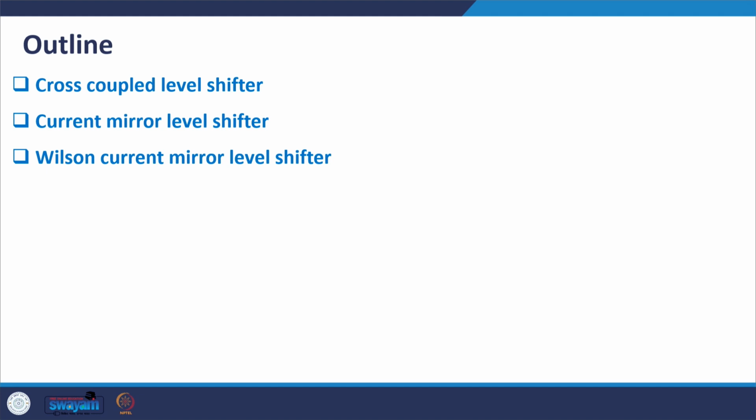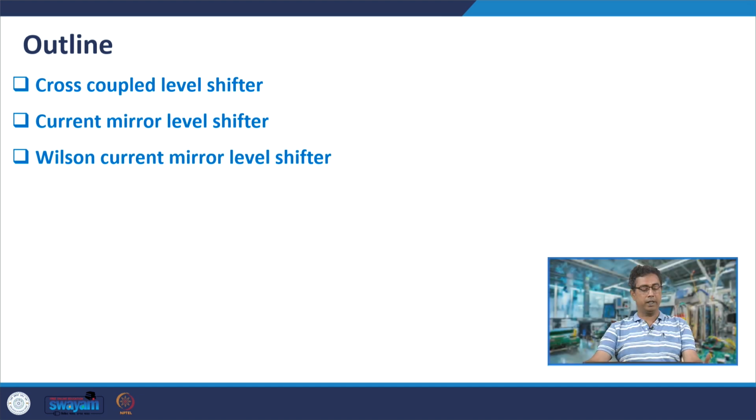Welcome to this lecture on level shifters in module 4. We will first discuss a simple level shifter, the cross coupled level shifter, and then an improvement upon it, which is the current mirror based level shifter, and then the Wilson current mirror level shifter, which handles the static current issues in the current mirror based level shifter.